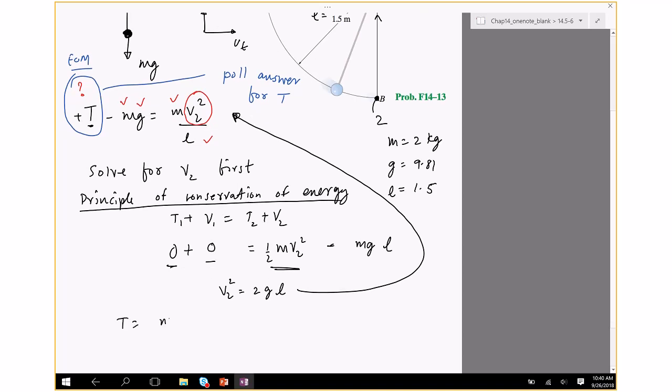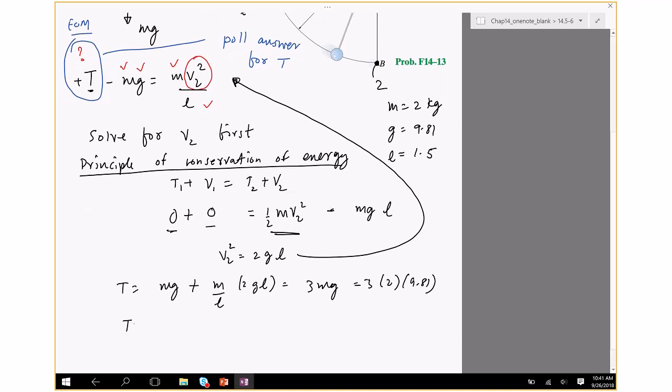So T equals mg plus m, V2 squared is 2gL, so it is 3mg, which is 3 times 2 times 9.81, which is 6 times 9.81, 58.86. Okay. Looks like that's what.